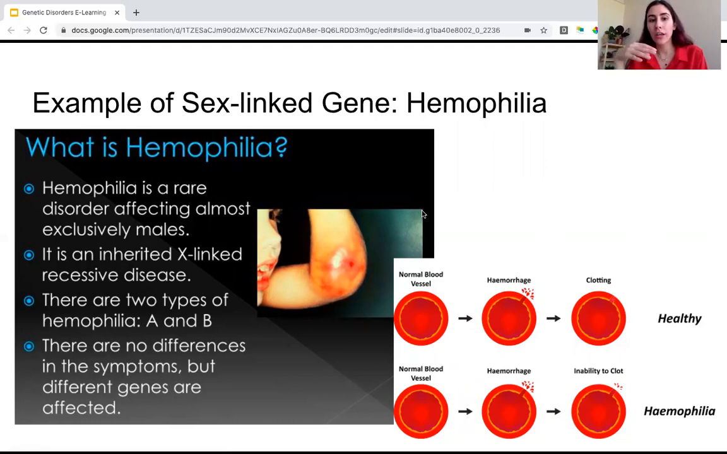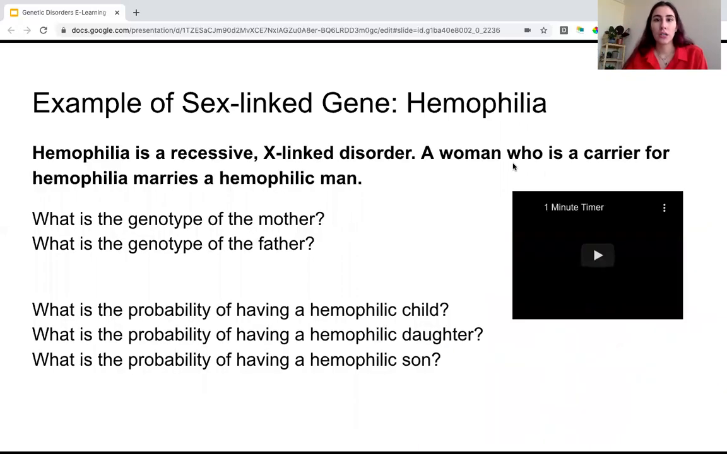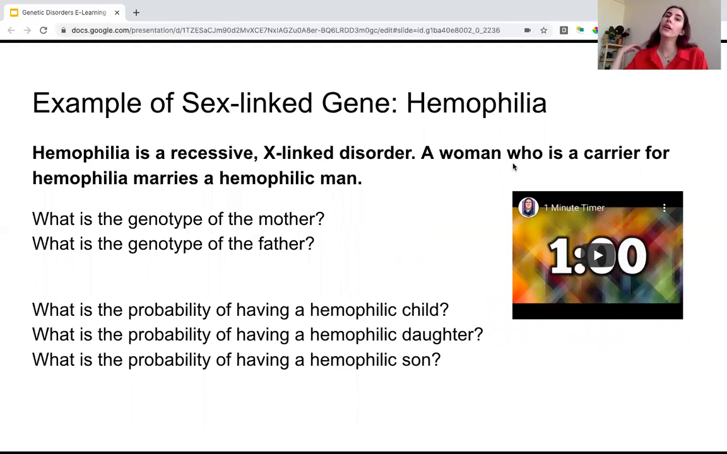Basically you figure out which type of hemophilia is present depending on which gene it is showing up on. The symptoms are going to be the same. People with hemophilia have a much harder time recovering from bruises, okay? They have a much harder time forming clots, meaning that they have a higher risk of bleeding out, etc. Okay, so here we have an example of a sex-linked gene, which is hemophilia.